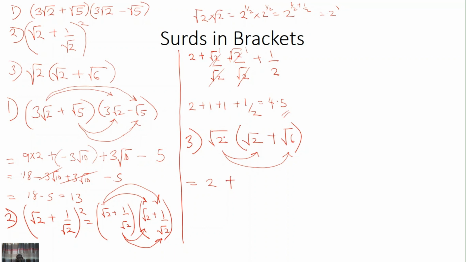Plus root 2 times root 6. That will be root 12. And we know this is equal to 2 plus root 4 times 3. And this will be equal to 2 plus root 4 is what? 2 root 3. And this is the final answer.